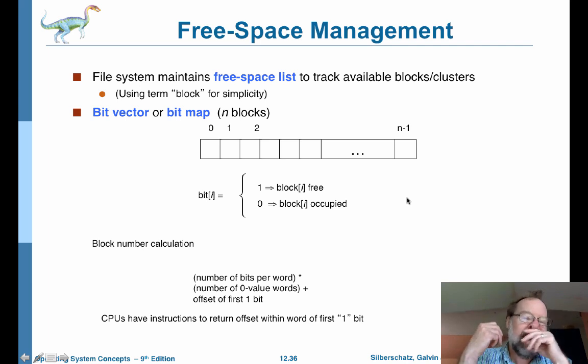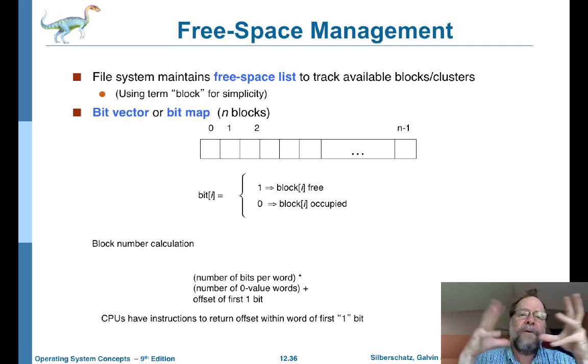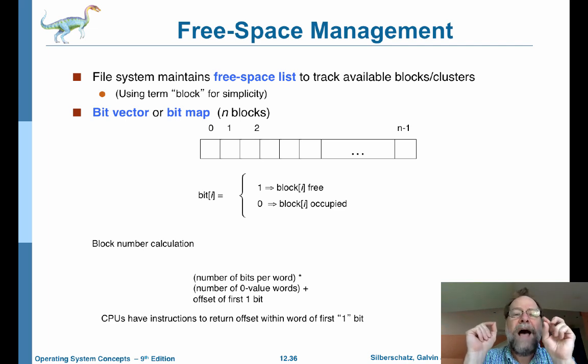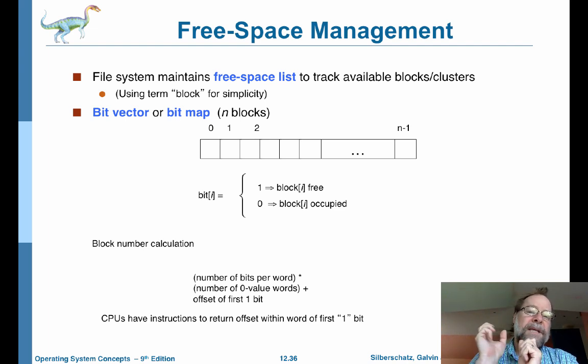All right, so the next thing to talk about is free space management. We've talked about different allocation schemes, but when we're allocating blocks for a file, we need a way to know which blocks are available, which ones aren't currently being used by a file. This is typically done via some kind of free space list. There are different ways that this information can be encoded.